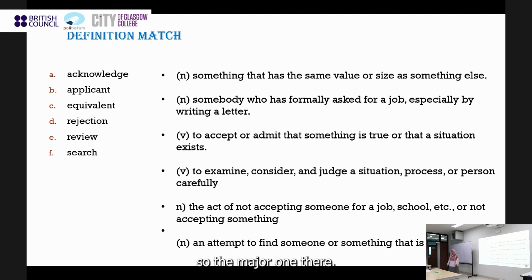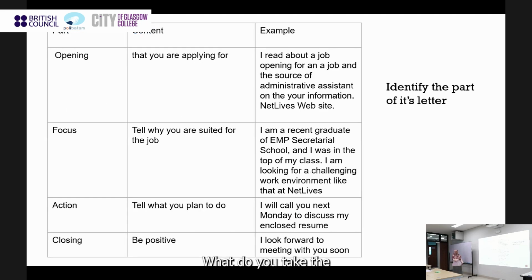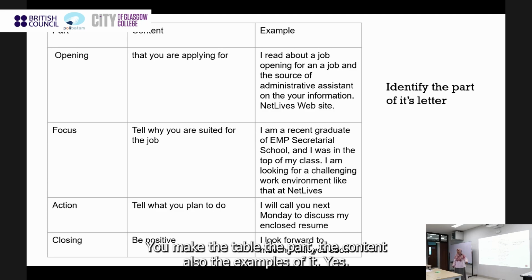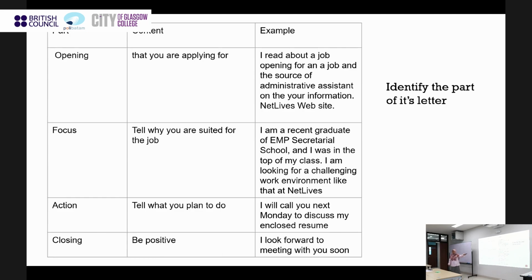To match them, what do we do? You can also make a table like this one. You make the table with the part, the content, and also examples of it. And if you want to ask your students to make examples of those letters, you can go into this part. So they can start by opening first, then the focus sections, and also the closing of the letters. It's quite easy, right?